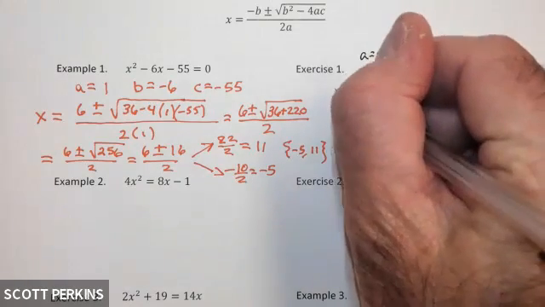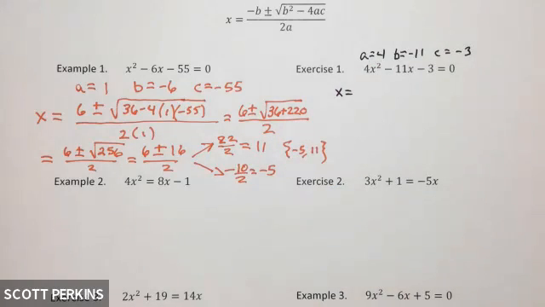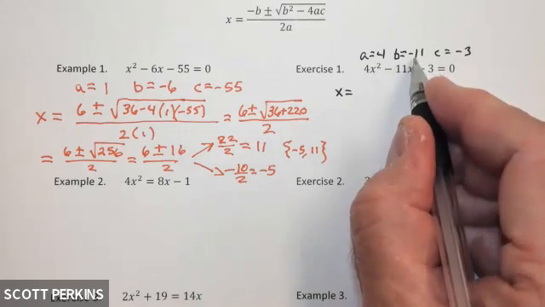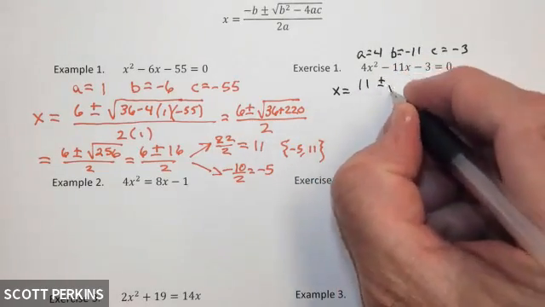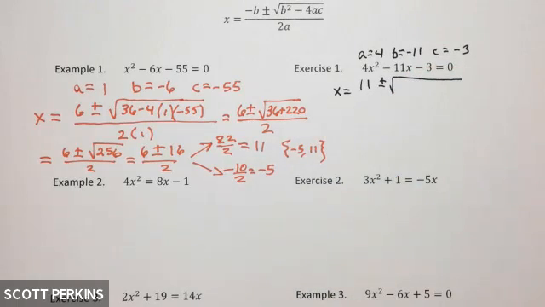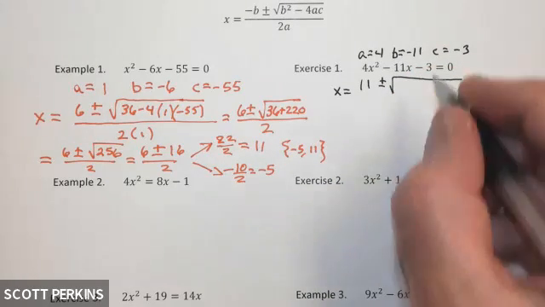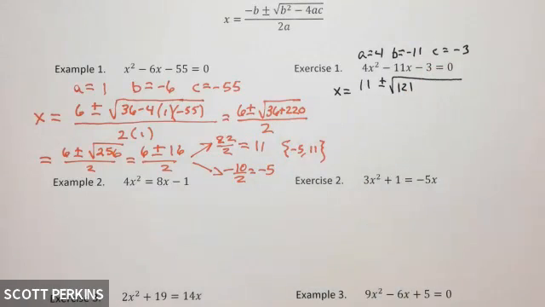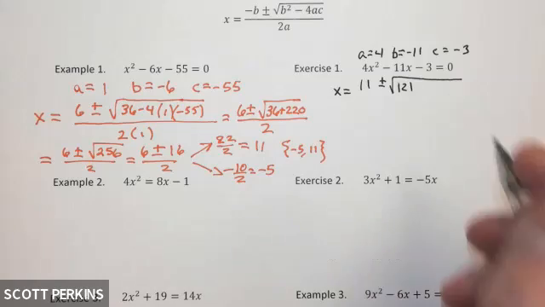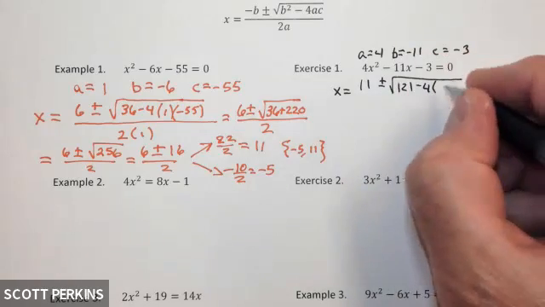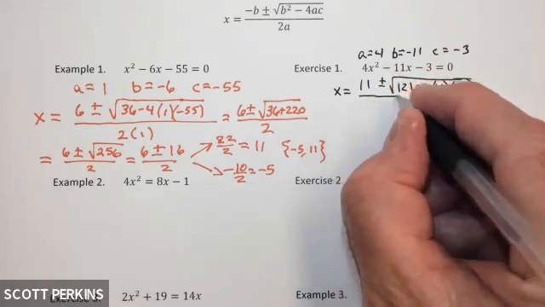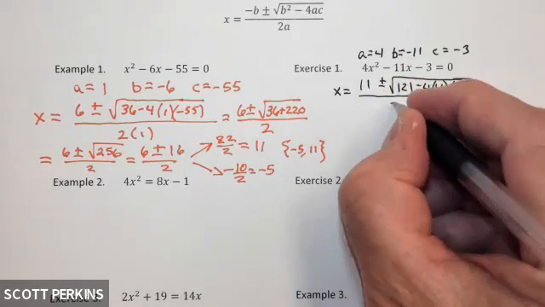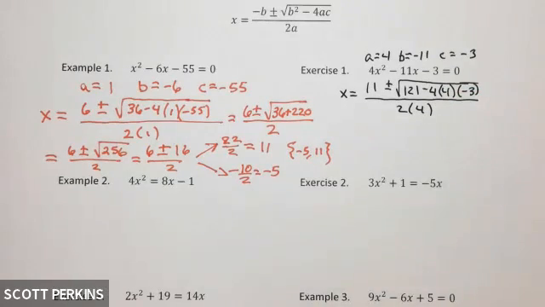So then again, it's plug and chug. Once you've identified the A, B, and C, and you know your quadratic formula. So negative B, well, negative 11, that's positive 11. So 11 plus or minus, there's 2 solutions to this. B squared, negative 11 squared is 121, positive. Minus 4 times A, which is 4, and C, which is negative 3. All of that is the numerator. The denominator is 2 times A, so 2 times 4.